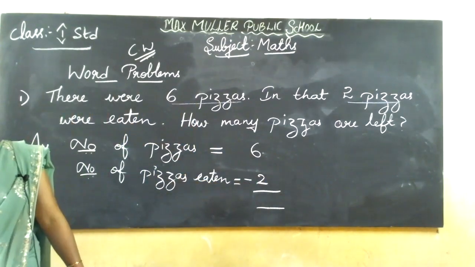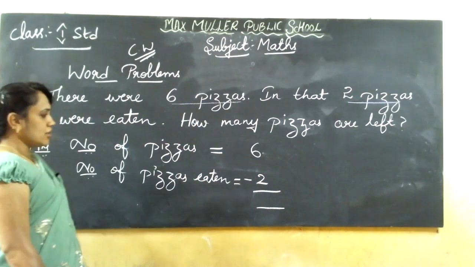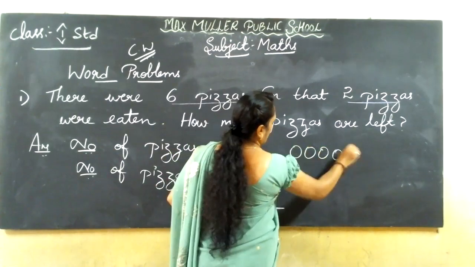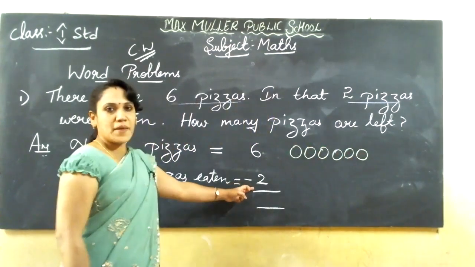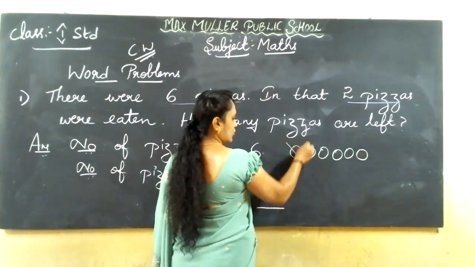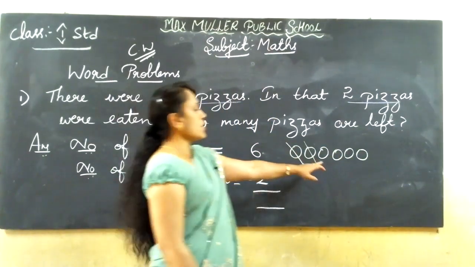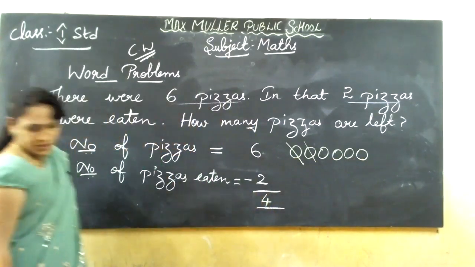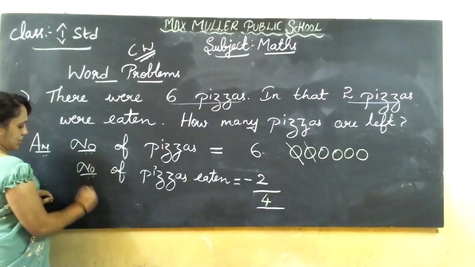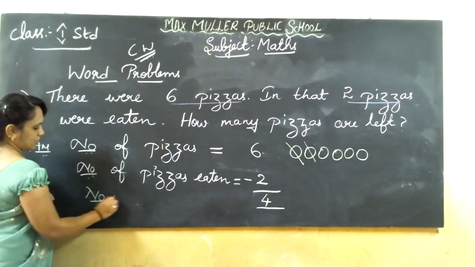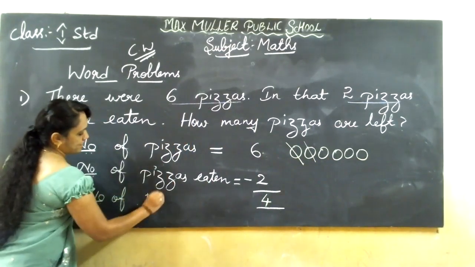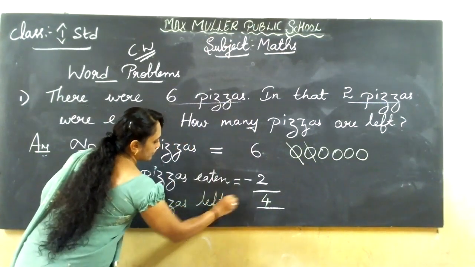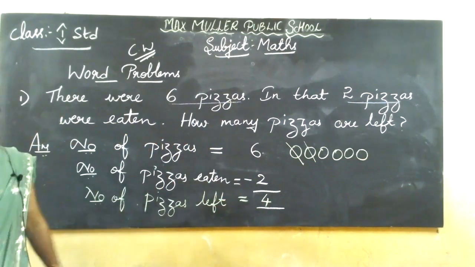How many pizzas are there totally? There are 6 pizzas. 6 circles you can draw. There are 6 pizzas. How many they were eaten? 2 they were eaten. So scratch 2. How many balance? See? 1, 2, 3, 4 balance. So 4 balance. Right, last line. Number of pizzas left. That is 4 pizzas were left.